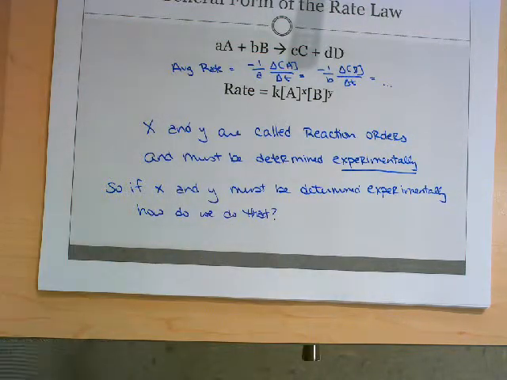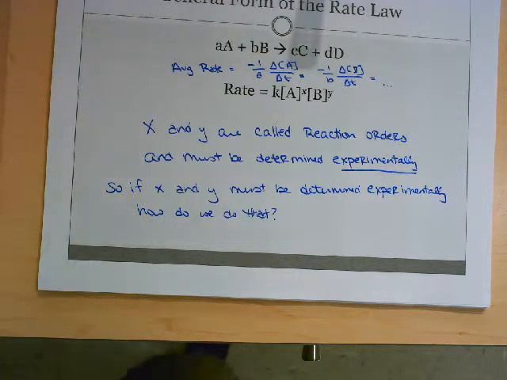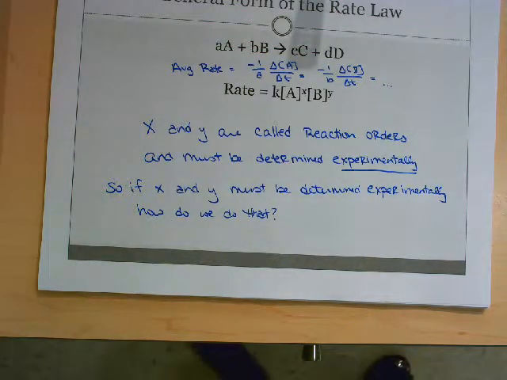I'm glad you asked. So if X and Y have to be determined experimentally, how do we do that? How do we go about finding them? And what do they tell us about the reaction?